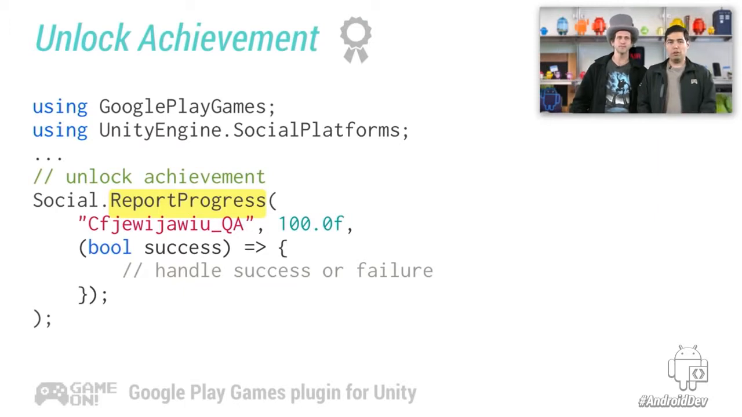Yep. So how do you unlock an achievement using the plugin? All they have to do is call Social.ReportProgress. Again, this is not a method that we made up. This is a method that's part of the ISocialPlatform interface.